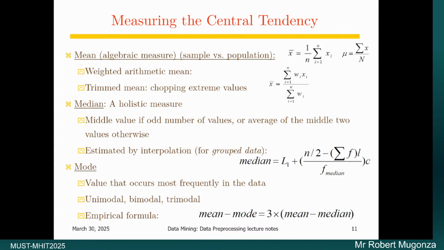Some data could have a single mode, and so we can call it unimodal. We could also have two modes, and in so doing we would end up calling such data bimodal, or it could be more than two, and then it could be trimodal. And when we have two of those measures, it's possible to get the third measure.